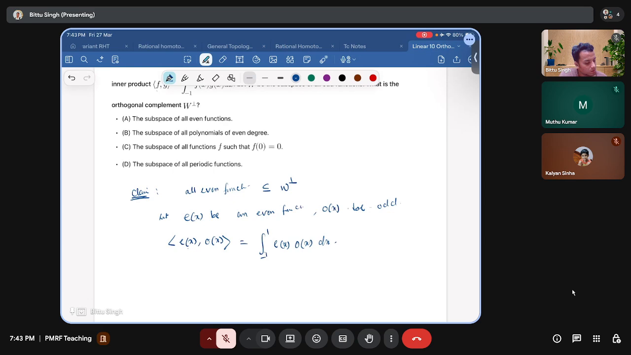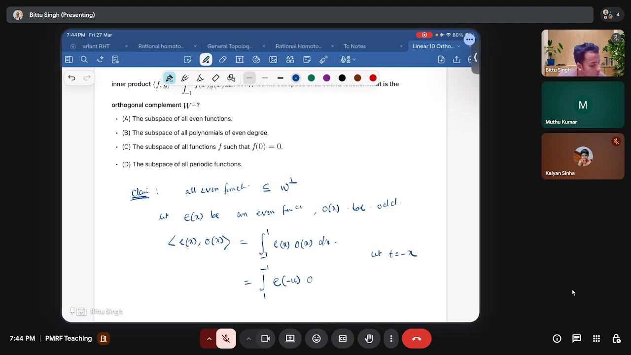Now we'll use a change of variable. So let u equal to -x, or t equal to -x. Then the range will be flipped: when x equals -1, t is 1. And e of x is e of minus u.